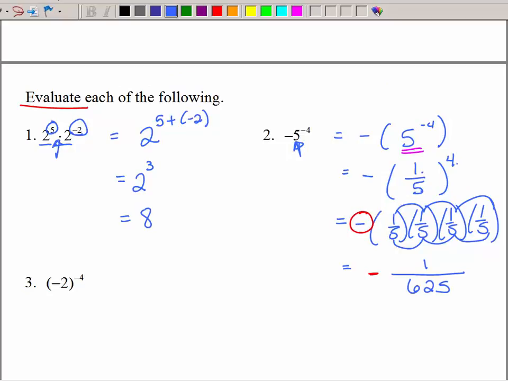So let's look at problem number 3 and compare it to problem number 2. What is the base on problem number 3? It is negative 2 because of those parentheses.